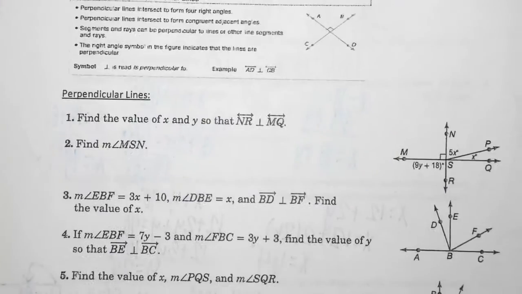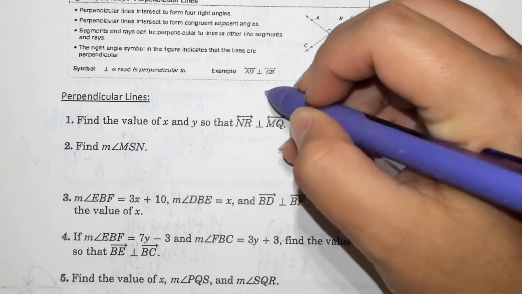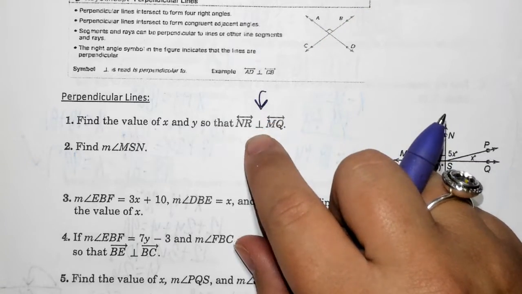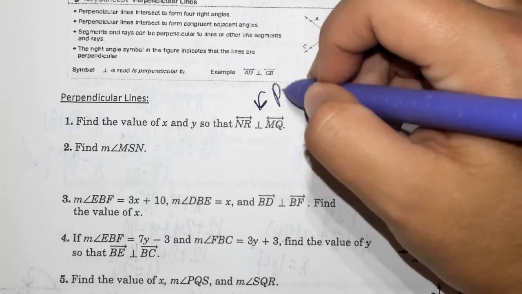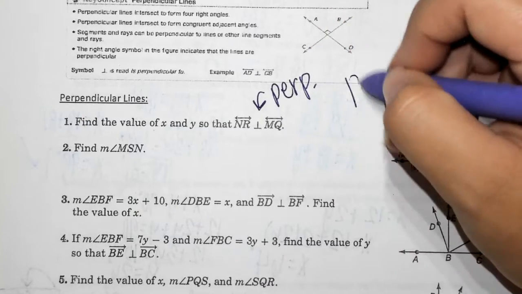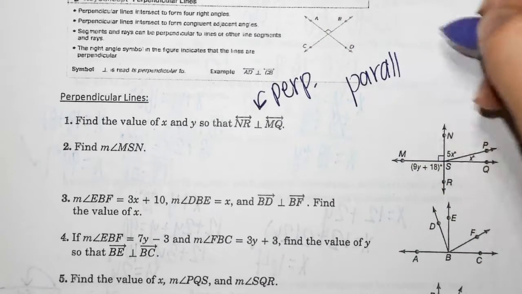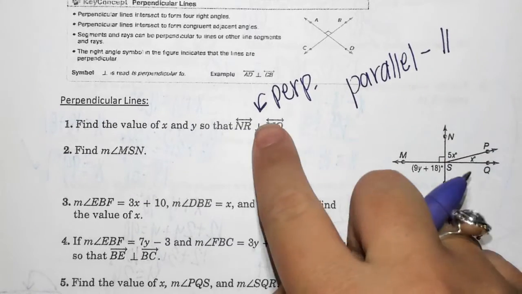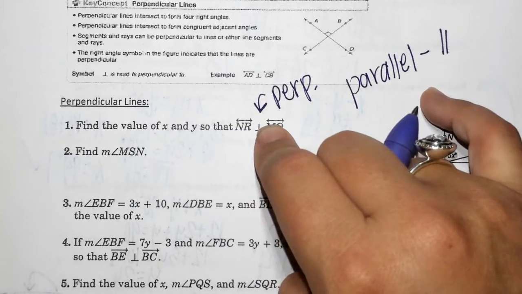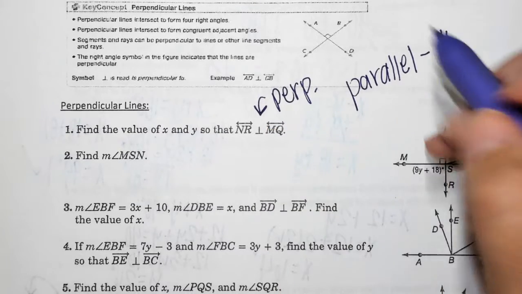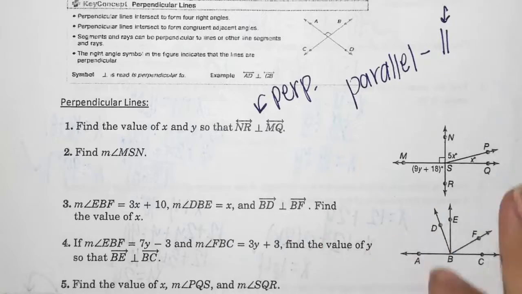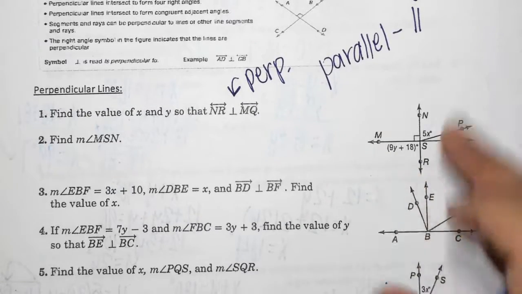Okay, so do y'all know what this symbol right here means? That is the symbol for perpendicular. Do you know what the symbol for parallel is? Just 2 lines. So perpendicular and then parallel is just 2 lines. Yeah, your parallel will always be up and down. Alright, so we have perpendicular lines right here.